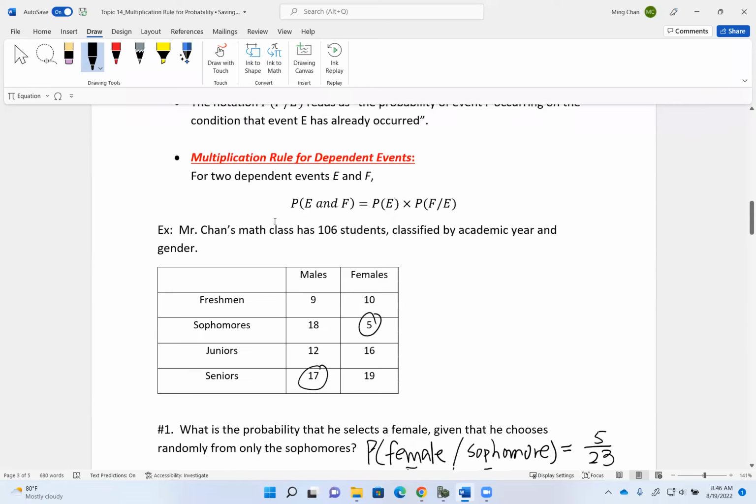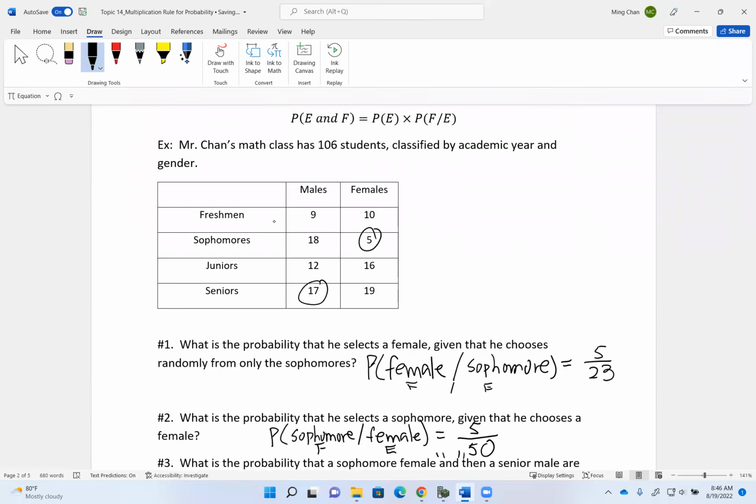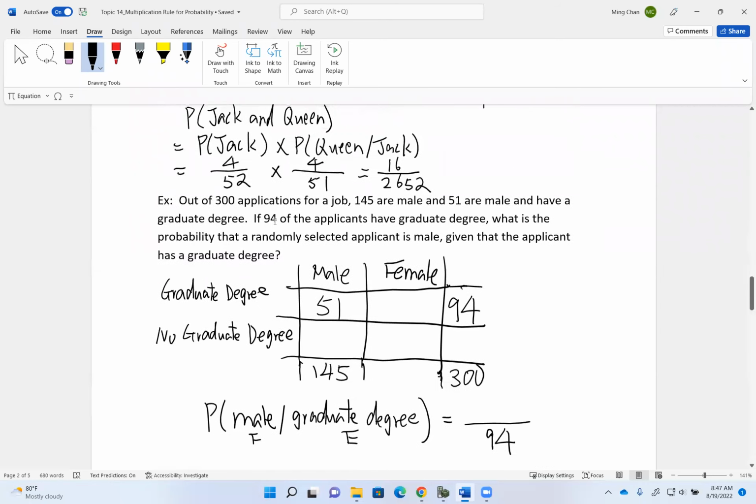Very similar to the very first one we did, sophomore, 23 of them, okay? Find the probability of a male given that he has a graduate degree. So that's 51 out of 94. There you go, right? Graduate degree is 94, and there are 51 males that have a graduate degree out of 94.